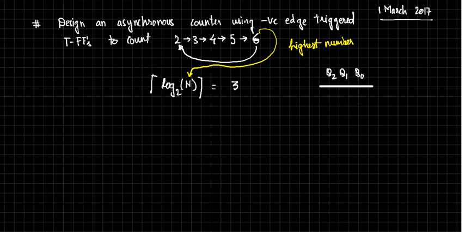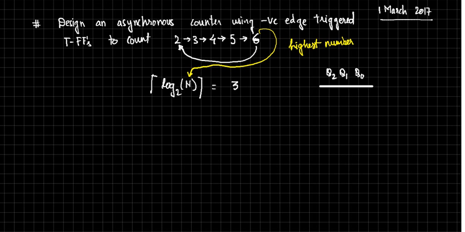See, there is one more point which is missing here. Can you tell me? If you have clearly observed these things, there is one point which is missing. What if, let's see, the current state we don't know, right? What if somehow the initial state of the counter goes to 000, what happens then?